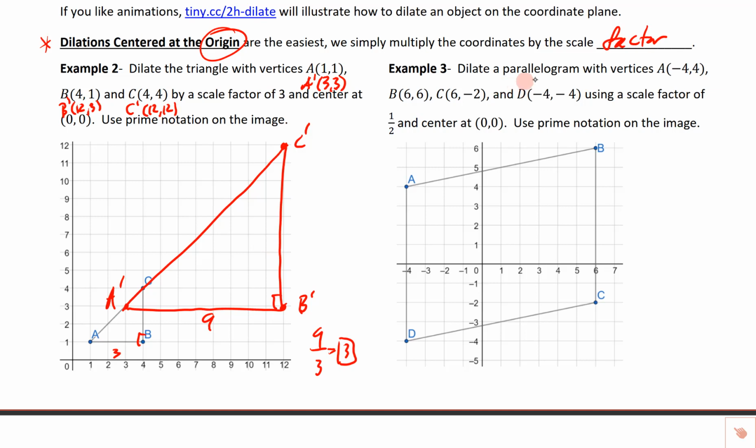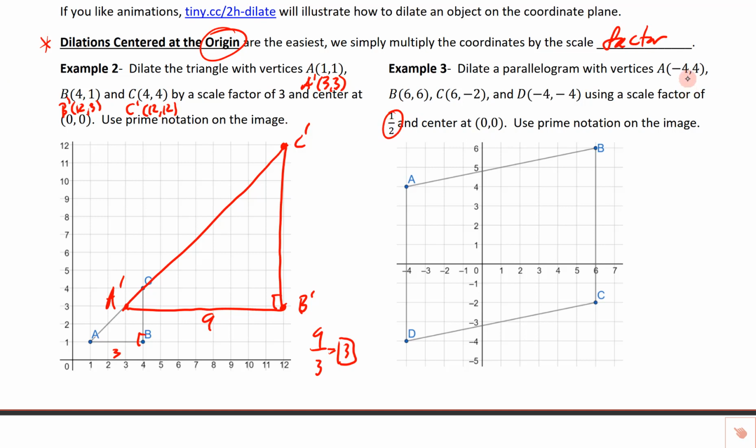So now what we want to do is, on example 3, dilate the parallelogram with vertices negative 4, 4, 6, 6, 6, negative 2, and negative 4, 4. So we'll just double check those. Those are all in the right place. Looks pretty good. And we want to use a scale factor of 1/2 centered at the origin. So again, what that means is we're going to end up making each one of these half the size as what they were before. So at the origin, piece of cake.